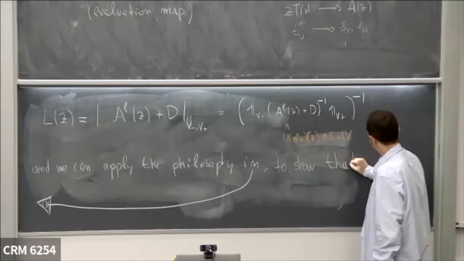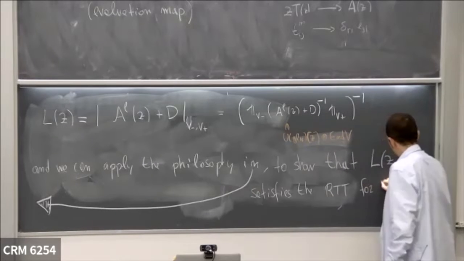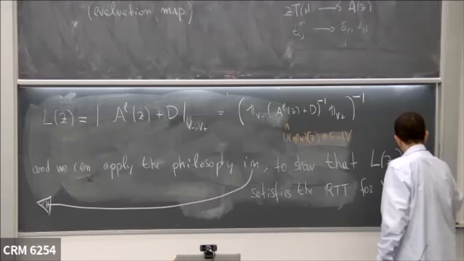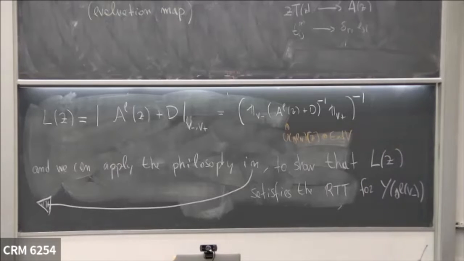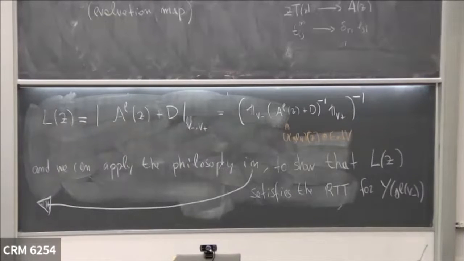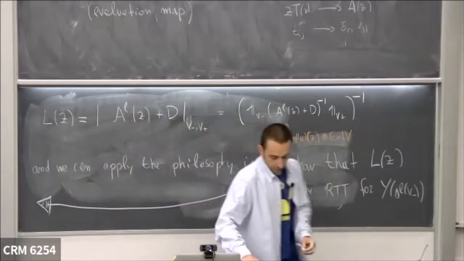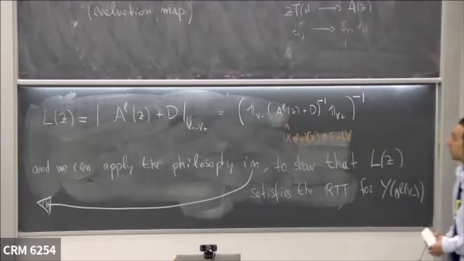We show that now our Lax operator satisfies the RTT for the Yangian of GLV minus, where V minus are the highest weight vectors of our representation. I won't give any detail, but the idea is just to use this basic property of the Yangians. Unfortunately, it's not actually used in a straightforward way. There are a lot of technicalities to check, but this is more or less how we want to proceed.